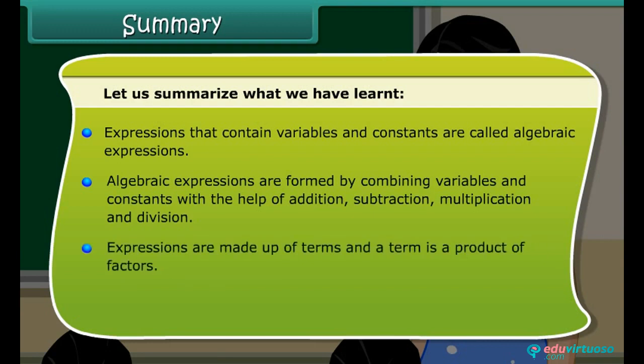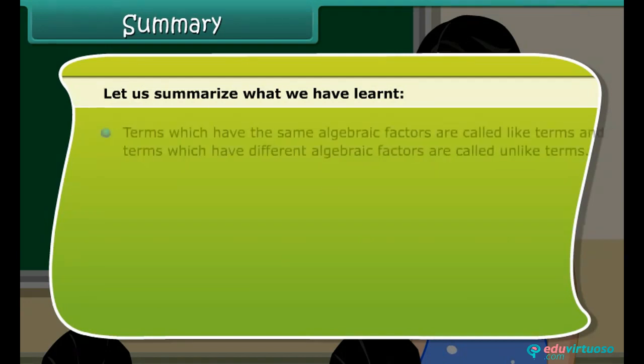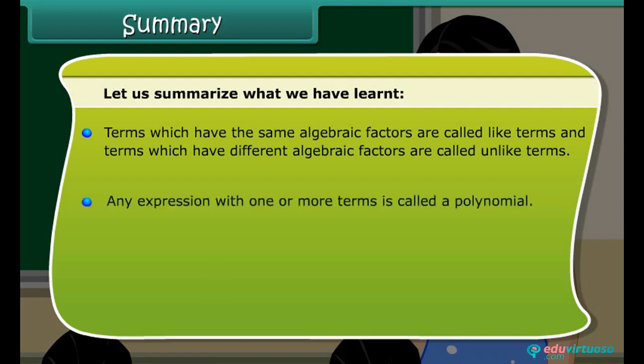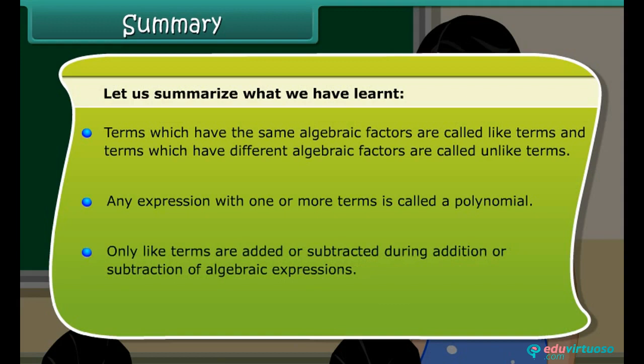Expressions are made up of terms, and a term is a product of factors. The coefficient is the numerical factor in the term. Terms which have the same algebraic factors are called like terms, and terms which have different algebraic factors are called unlike terms. Any expression with one or more terms is called a polynomial. Only like terms are added or subtracted during addition or subtraction of algebraic expressions.